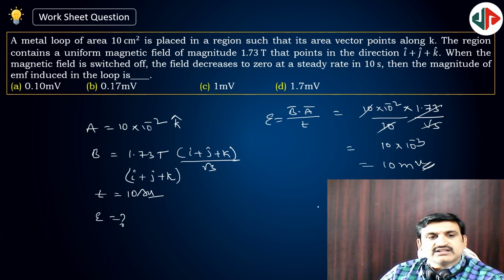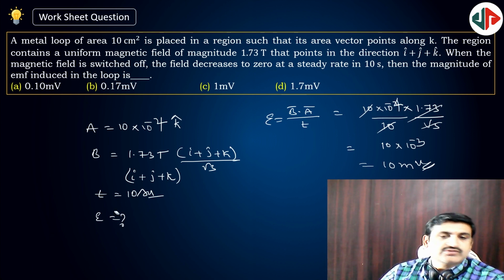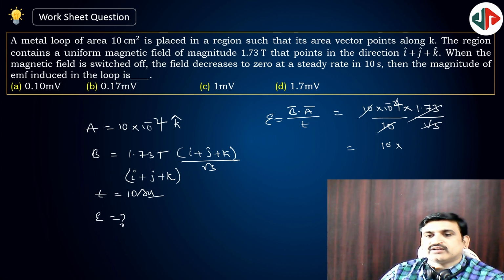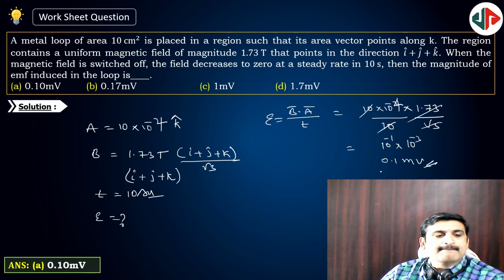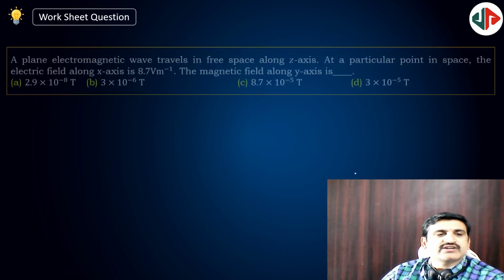I think in the conversion, in the conversion area 10 power minus 4, right? Yes, that mistake I did. 10 power minus 4. So it is going to become 10 power minus 4. Then 10 power minus 1 into 10 power minus 3. That means 0.1 millivolt. Yes, 10 power minus 4 it is.